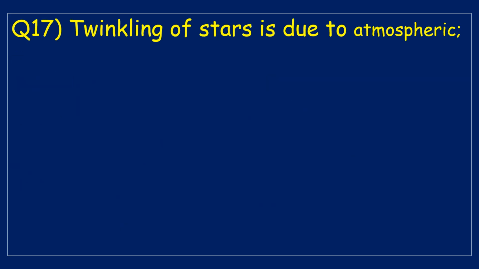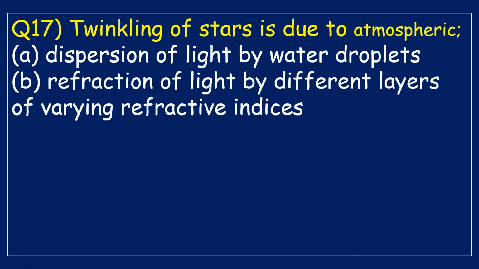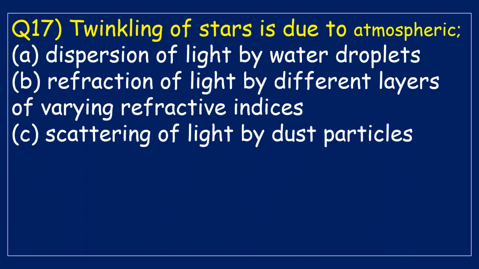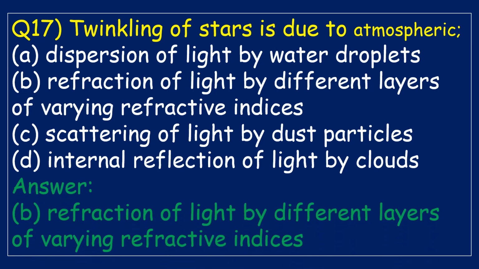Next question. Twinkling of stars is due to atmospheric: A. Dispersion of light by water droplets. B. Refraction of light by different layers of varying refractive indices. C. Scattering of light by dust particles. D. Internal reflection of light by clouds. Your answer is option B, refraction of light by different layers of varying refractive indices.